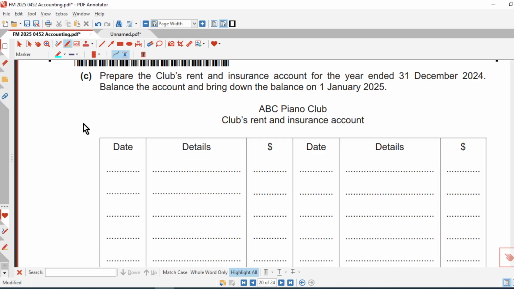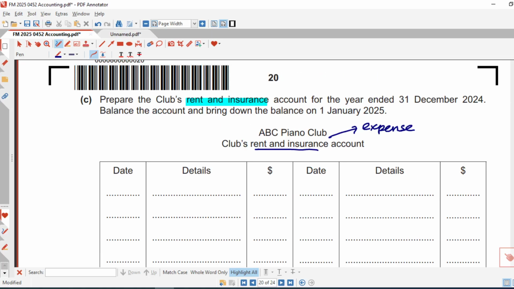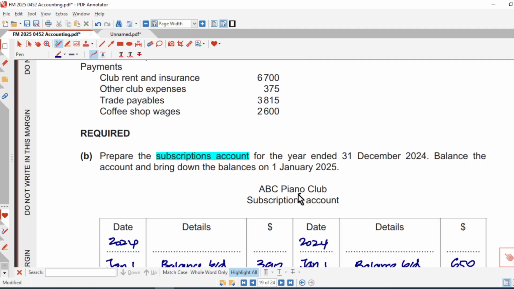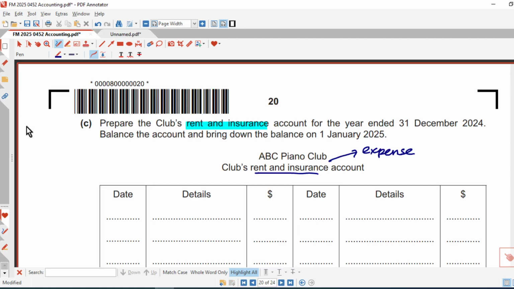Right? Now, part C of the question, prepare the club's rent and insurance account for the year ended 31st December 2024, balance the account, bring down the balance. So it's the same thing that you're doing, except you are dealing with rent and insurance now. So rent and insurance is your expense. Therefore, it will be a little bit different from what we've done earlier, because the subscriptions account is more of an income account, right? But for rent and insurance, this is an expense.